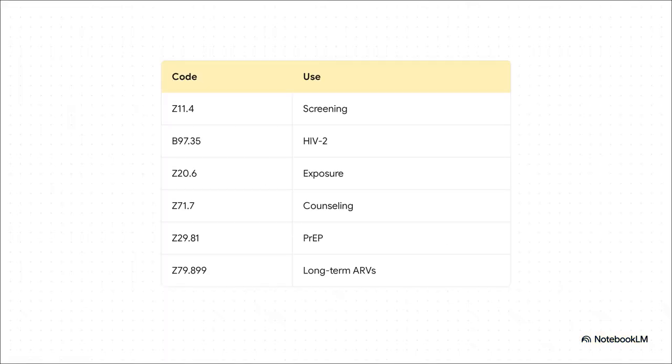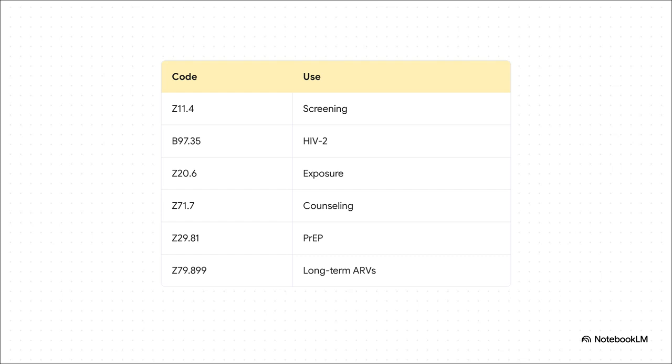Let's dive into Section 3, navigating the edge cases. Since we all know medical coders absolutely love edge cases, exceptions, and finding reasons to query doctors, let's take a look at our secondary toolkit. While B20, Z21, and R75 are your heavy hitters, you're frequently going to need these secondary codes to tell the whole story. For instance, Z11.4 is for routine screening without a confirmed diagnosis. If the patient specifically has HIV-2, you'd add B97.35. We've also got Z20.6 for known or suspected exposure and Z71.7 for counseling.